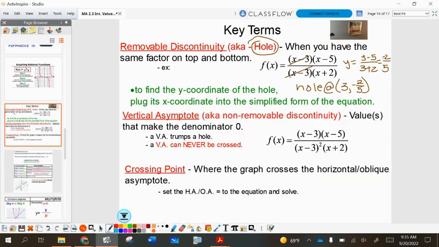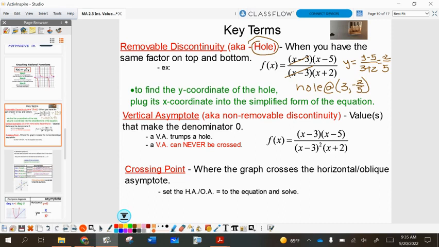All right, now, a vertical asymptote is a non-removable discontinuity. So that hole was a removable discontinuity. We canceled that factor or got rid of it. But a vertical asymptote is what's left that makes the denominator 0 when you can't get rid of it, okay? If it ever looks like you have both a hole and a vertical asymptote, the vertical asymptote trumps the hole. And remember that a vertical asymptote can never be crossed. So what are we looking at?